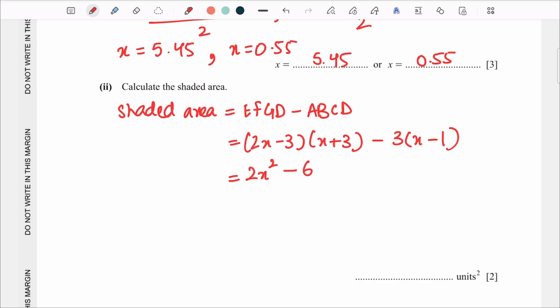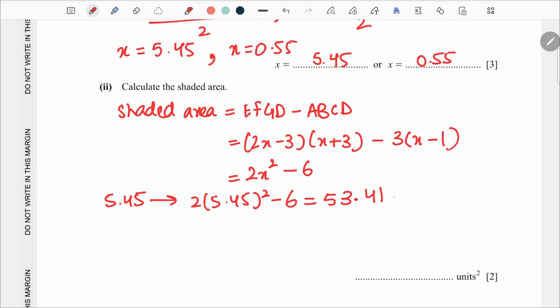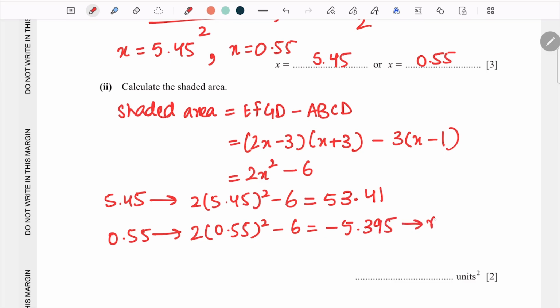Now first we'll put one value of x into this equation. By using 5.45, we'll be getting the answer 53.41, and by putting the value 0.55, we'll be getting the answer minus 5.395. As we know that area can never be negative, this answer will be rejected, and this will be the actual answer.